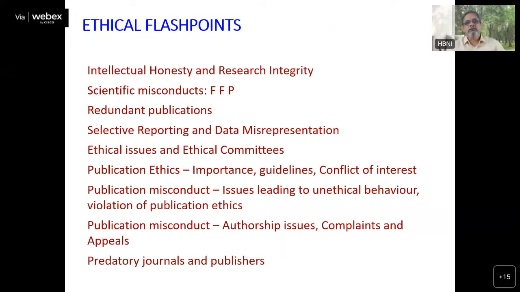Okay, so these are cases of conflicts of interest which I dealt with, undeclared conflicts of interest, and how sometimes it's intentional, sometimes it is unintentional. Unintentional sometimes because of the ignorance of the authors, people don't know what conflict of interest means, etc. But all the same, this exists.